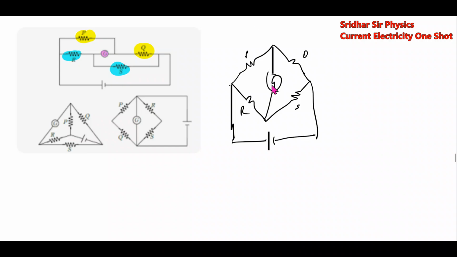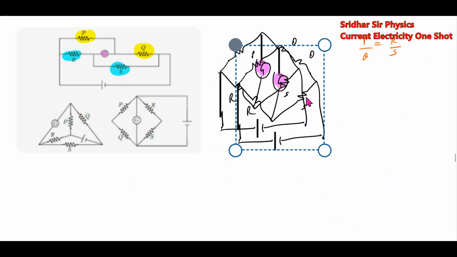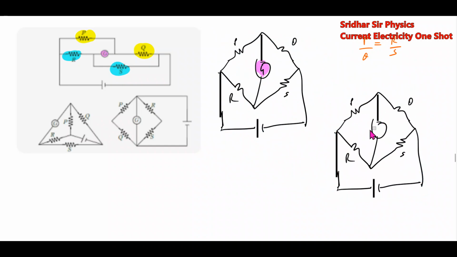Then what is the condition? P by Q. If this condition is satisfied, we can remove that galvanometer. Like this, we will have P by Q equal to R by S. All these are the conditions of the Wheatstone network.